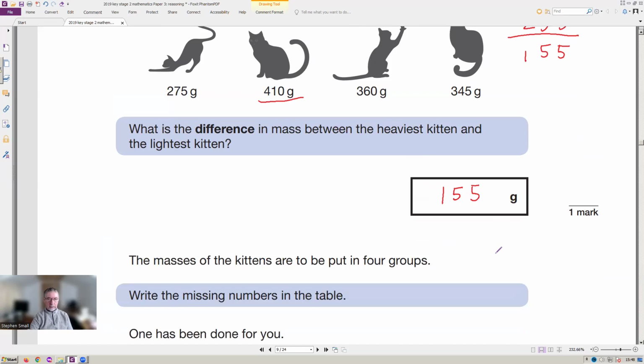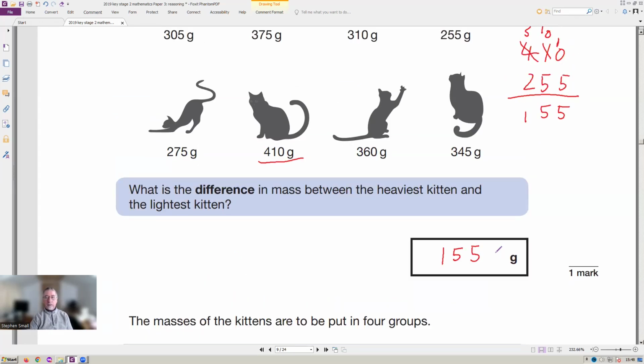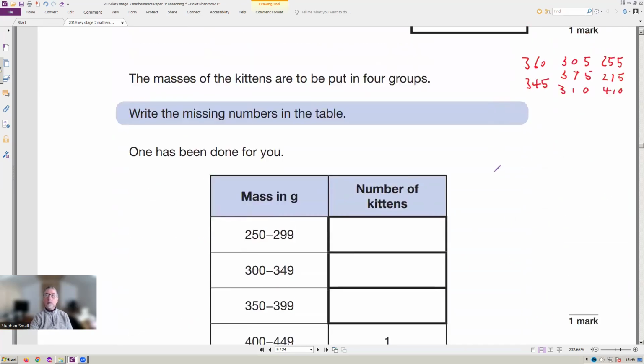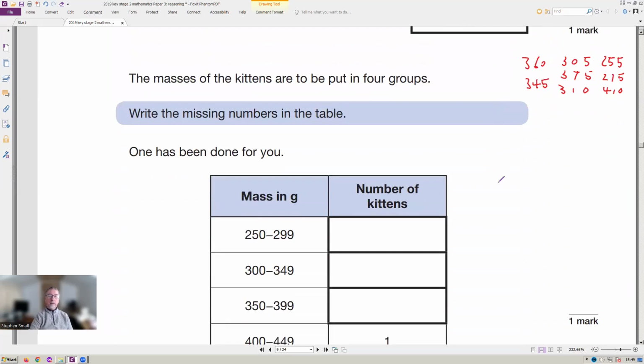The masses of the kittens are to be put into 4 groups. Write the missing numbers in the table. Well, let me just put the masses down here so I can see them when I do this. We got 305. I'll do my usual thing of crossing them off as I go. So anything between the 250 and 299, well, there's only 2 of them there. So we got 2 that go in there. So they're done.